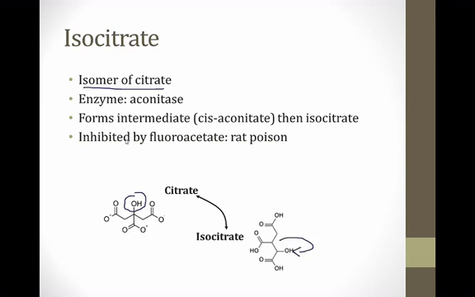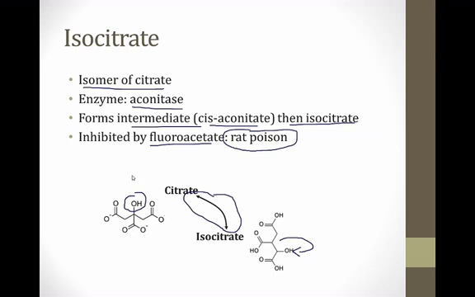The enzyme that catalyzes this step is called aconitase. It actually forms an intermediate called cis-aconitate, and then it forms isocitrate. This enzyme can be inhibited by a substance called fluoroacetate, which is used in rat poison. And this is a reversible step, and as I said before, it's the irreversible steps where all the regulation occurs, so there isn't any important regulation of this step.